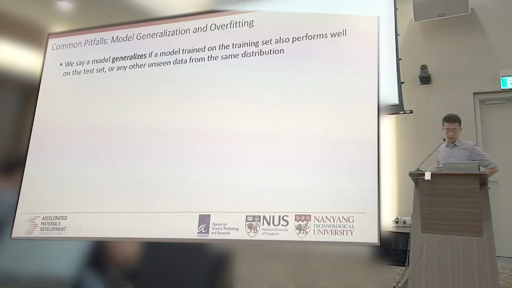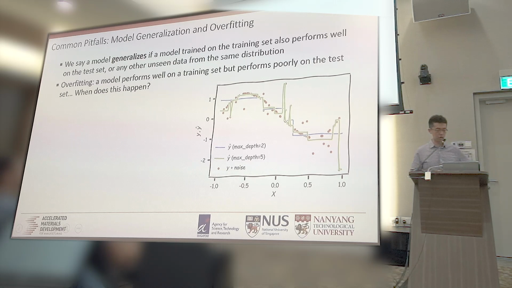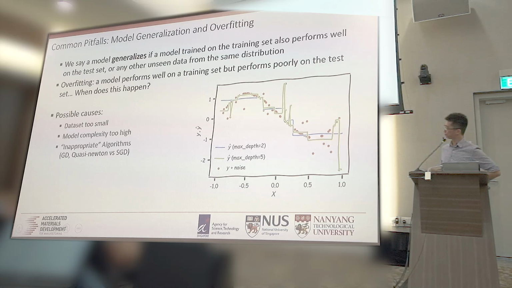So in short, when we say a model generalizes, if the model trained on the training set also performs well on the test set, and they're not too far apart, this is when the model generalizes. And the same should apply for any other unseen data from the same distribution. If your model doesn't do that, then we say it overfits. So overfitting is when a model performs very well on the training set, but performs very poorly on the test set, which you have not seen during the training. So when does this happen?